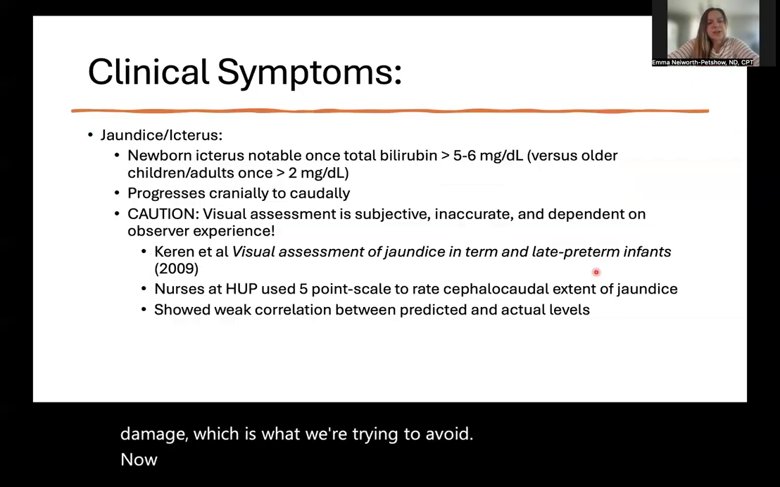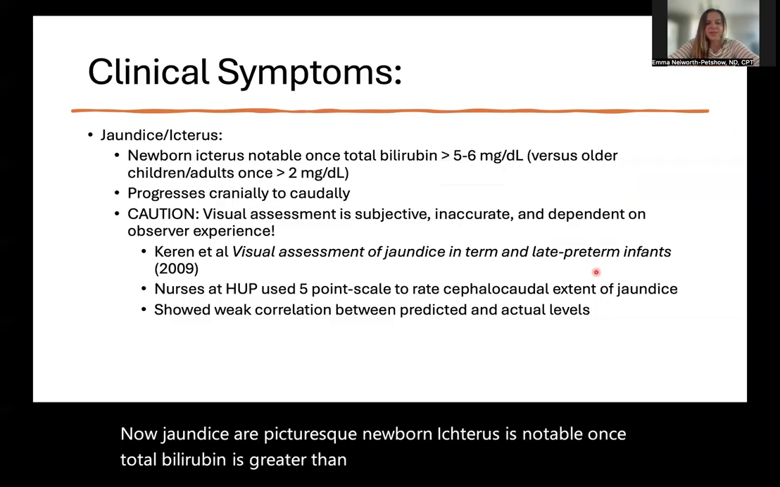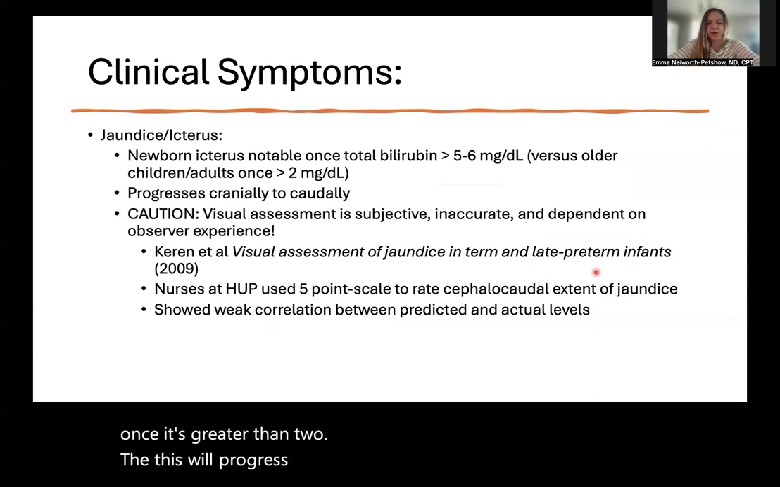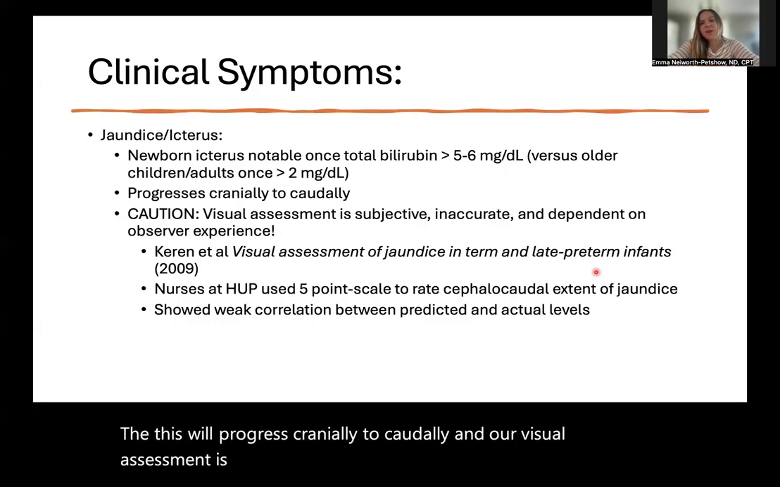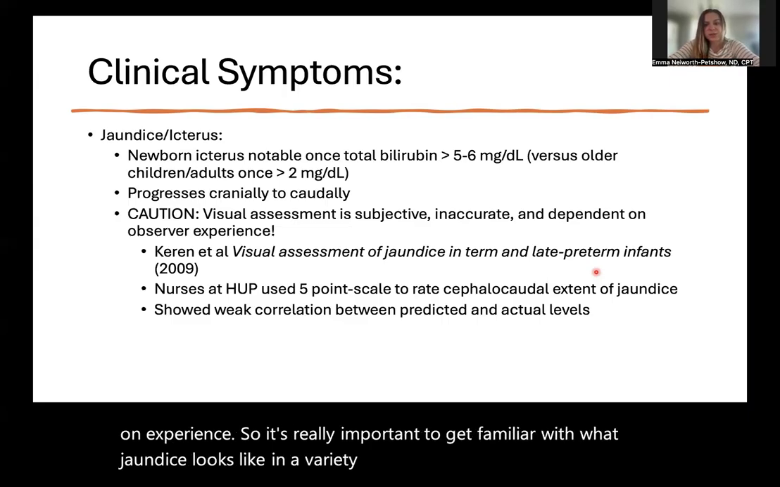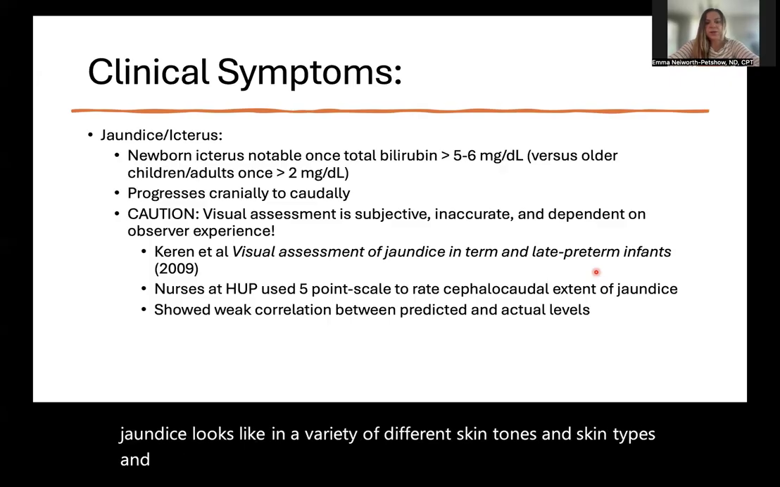Now, jaundice or icterus, newborn icterus, is notable once total bilirubin is greater than 5 to 6 versus older children or adults once it's greater than 2. This will progress cranially to caudally, and our visual assessment is subjective. It is often inaccurate and it's dependent on experience. So it's really important to get familiar with what jaundice looks like in a variety of different skin tones and skin types, so you can become more skilled at identifying these cases.